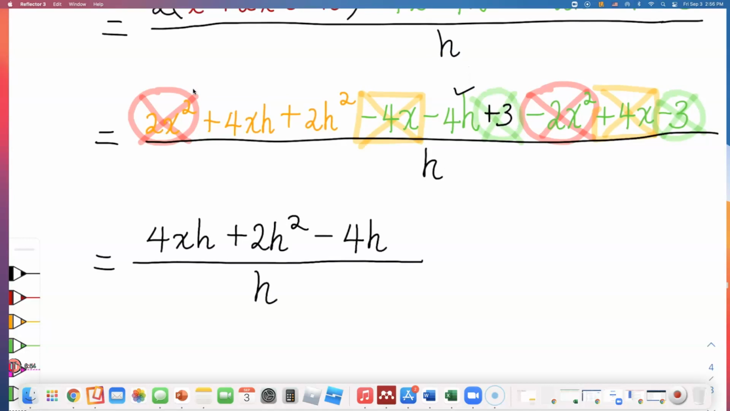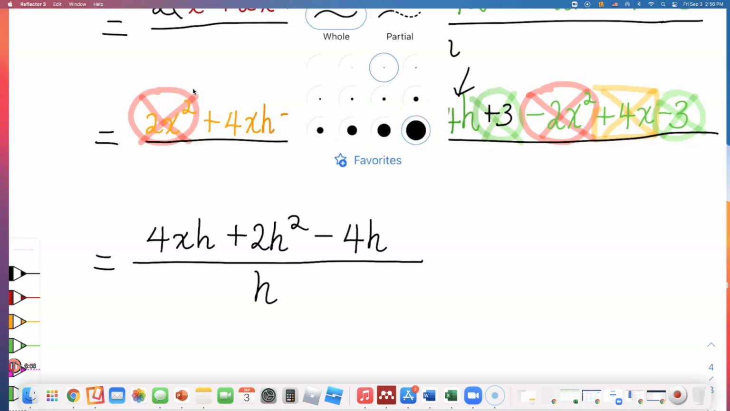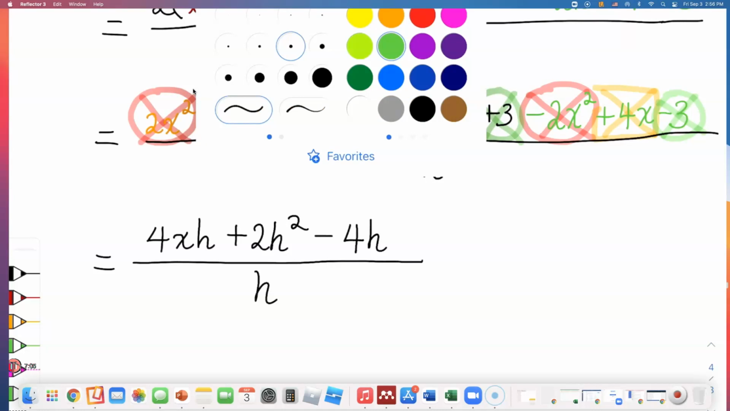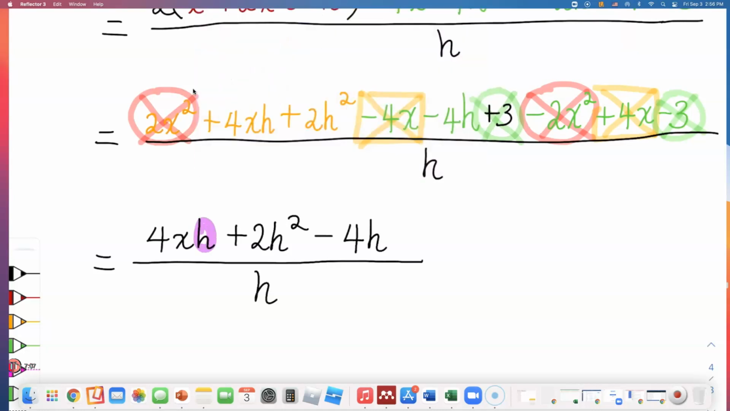Okay? Oh, whoopsie. I just wanted that arrow gone. Hold on. Okay, good. And now what I notice is that all of the terms on the numerator have an h. See right there? It has an h that will get canceled out. This term has h squared, so one of the h will cancel out. And the last term also has an h, so that will get canceled out, right? So out, out, out, out.